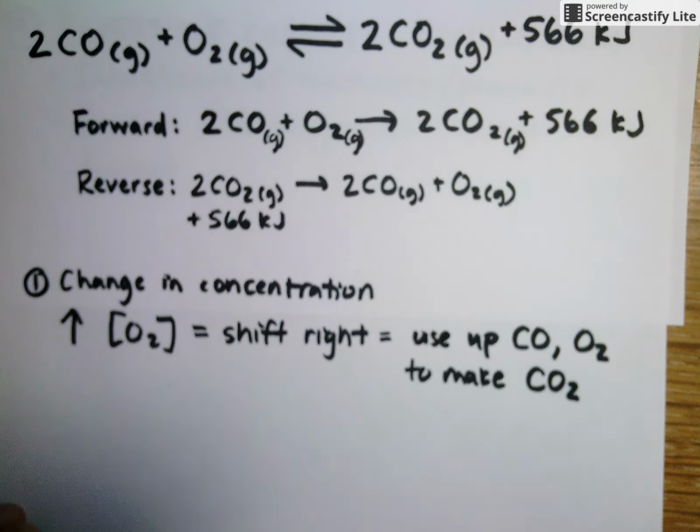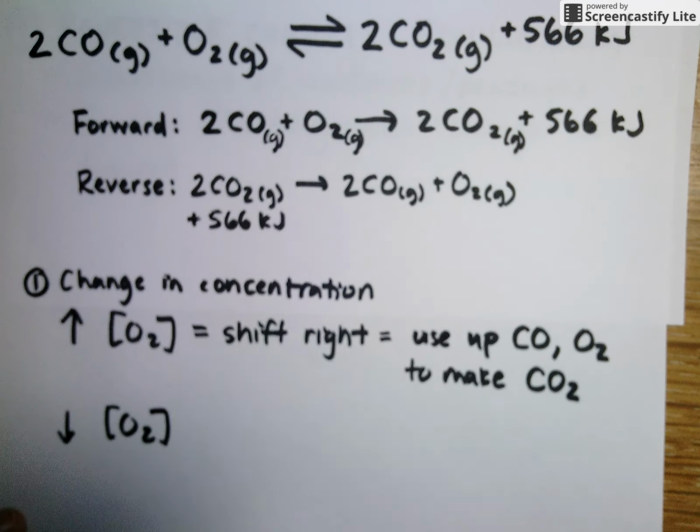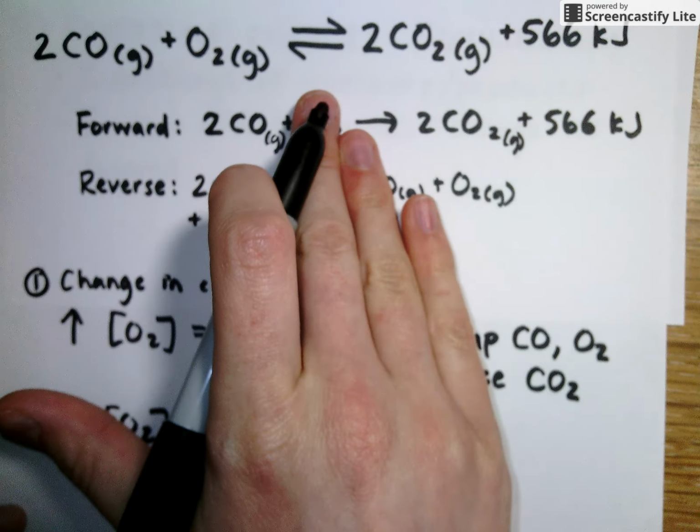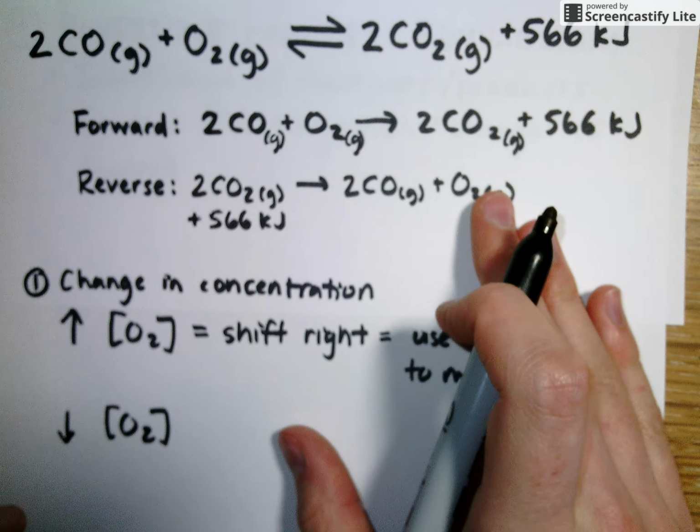If we look at sort of the opposite and I decrease the amount of O2, you guys know that this reaction is going to try and shift to refill that missing oxygen because I've taken away a reactant that I needed for the forward reaction, thereby favoring the reverse reaction.